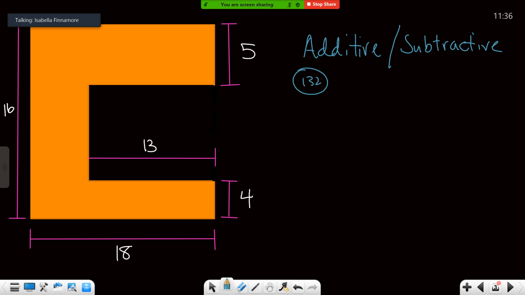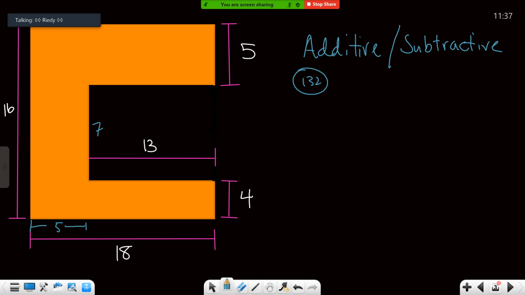I did 16 minus 5, or minus 5 and minus 4, so 16 minus 9. Good. To get this, right? Yeah. Keep going. And then I did 18 minus 13 to get 5, which is going across. Awesome. Keep going. And then I realized what I did wrong. That's okay. Keep going. So I did 5 times 5, but I should have done 5 times 18 to get the top one, but I forgot to add the other part.